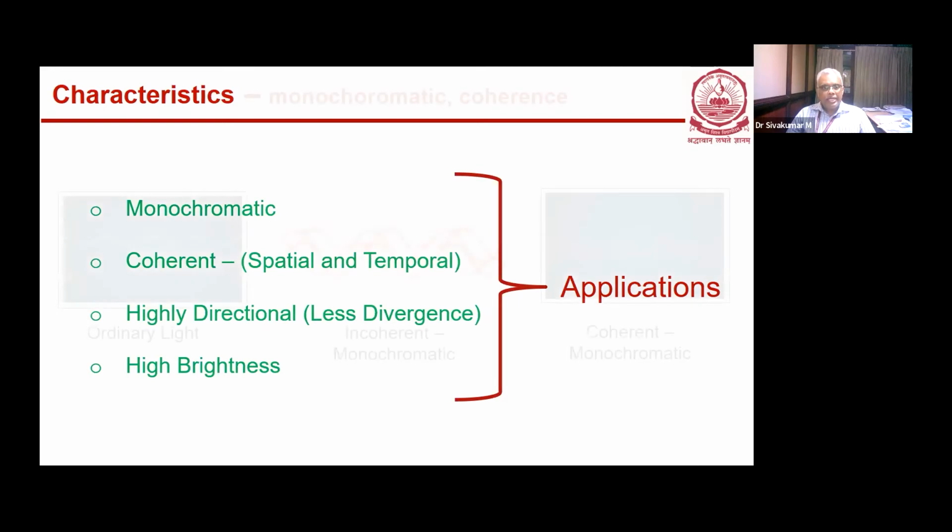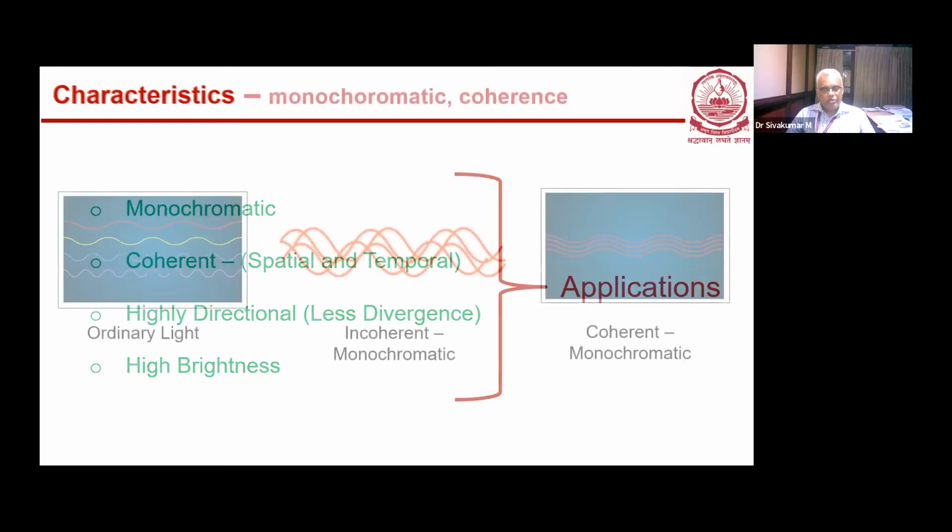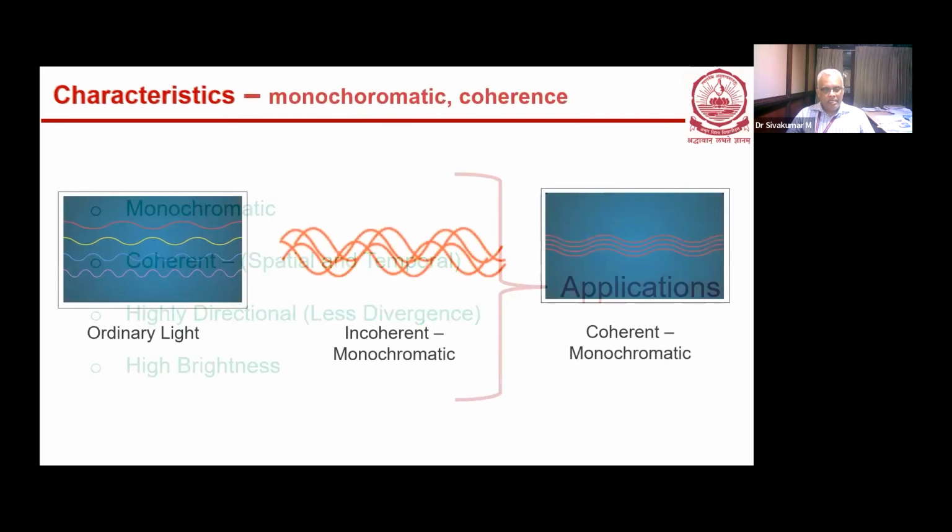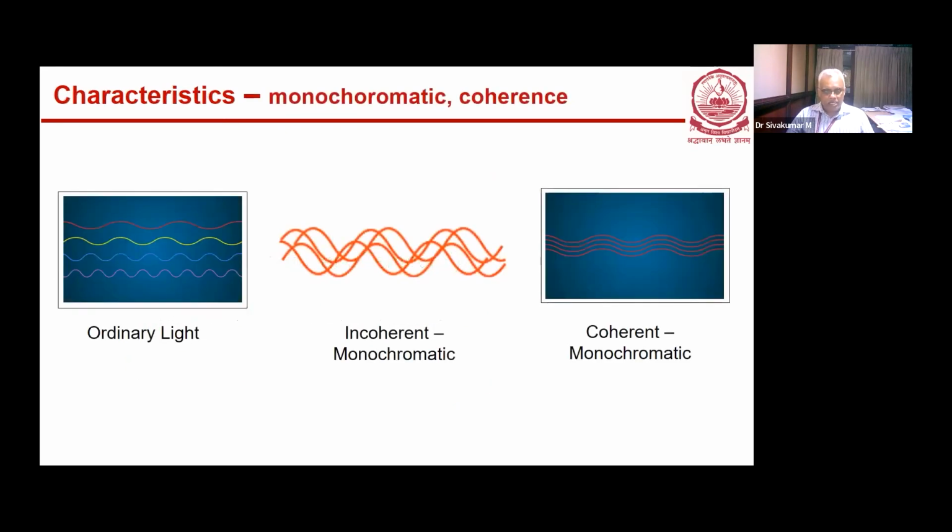If you see here, the first one is ordinary light. Ordinary light has several wavelengths. It is not necessarily monochromatic, because there are many wavelengths. For white light, there are 7 colors. The next picture shows incoherent but monochromatic light. You see the waves: they are not in phase with each other. Even though it is monochromatic, a single color, it is incoherent. But in the third one, all waves are coherent. This is called coherent and also monochromatic. So lasers are coherent and also monochromatic.